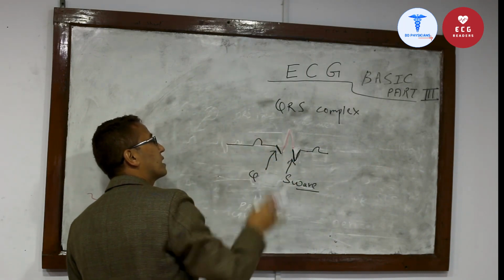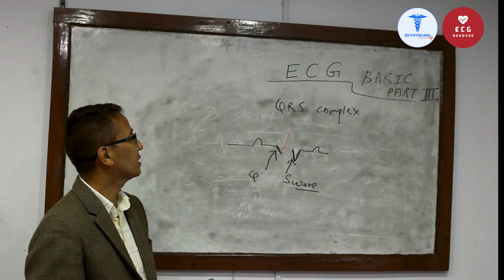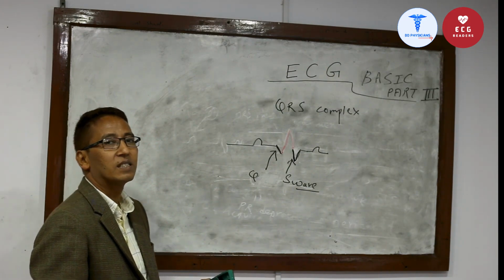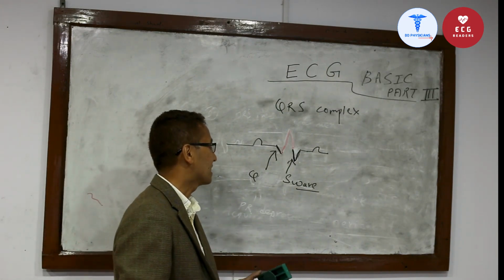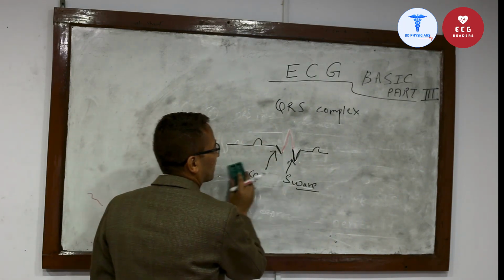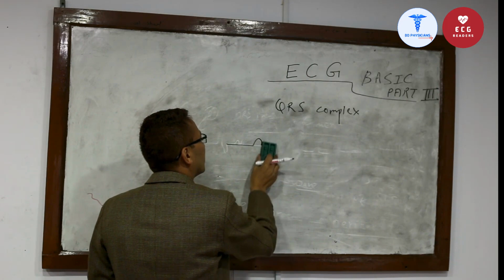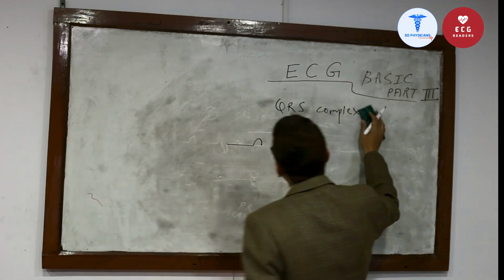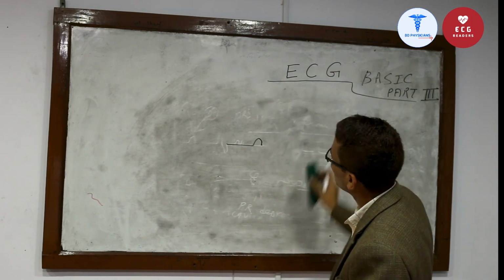And as a whole, QRS complex, I have already mentioned in the ECG Basic Part 1. QRS complex represents ventricular depolarization. Let us start with Q wave. Among the QRS complex, we'll talk about the Q wave first.